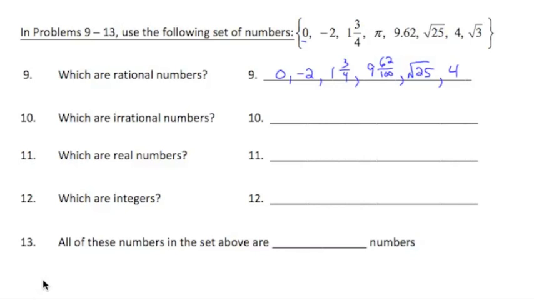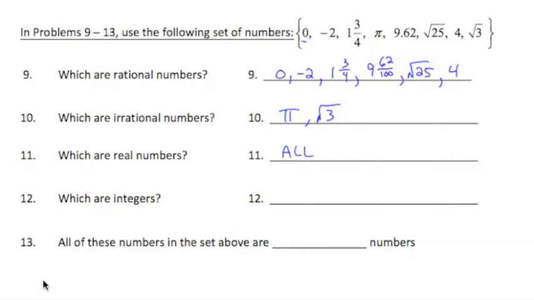Okay, question 10. Which are irrational numbers? Well, the numbers that are irrational are the ones that are not rational. So that really leaves just pi and the square root of 3. Those are the only numbers I couldn't write as a fraction. So those are my irrational numbers. Question 11. Which are real numbers? Well, real numbers are all of the numbers that we're going to be working with in this class, and all of the numbers for sure in this set of numbers. So I would say all of these numbers are real numbers. All of these are real numbers.